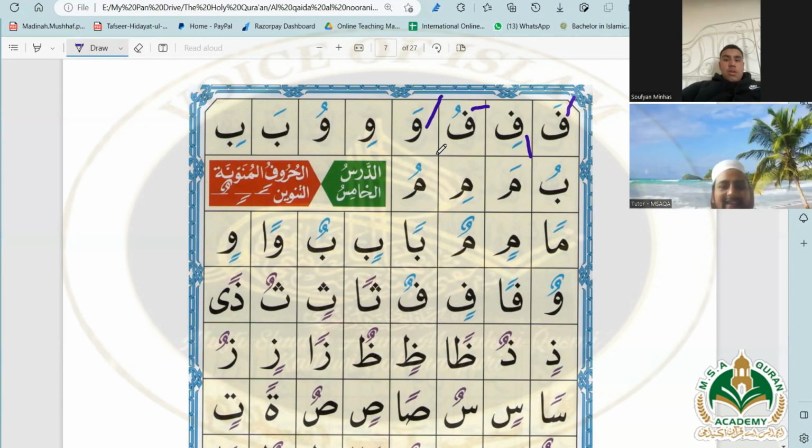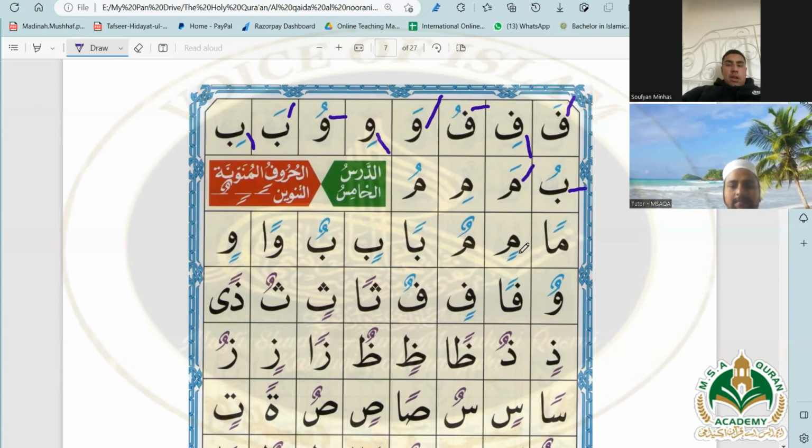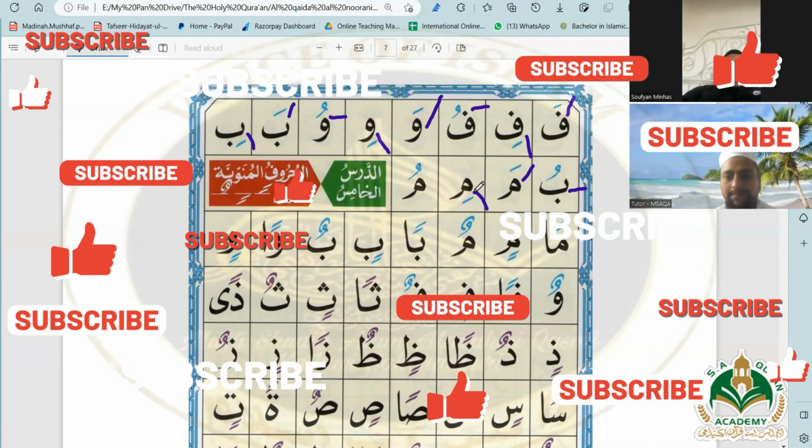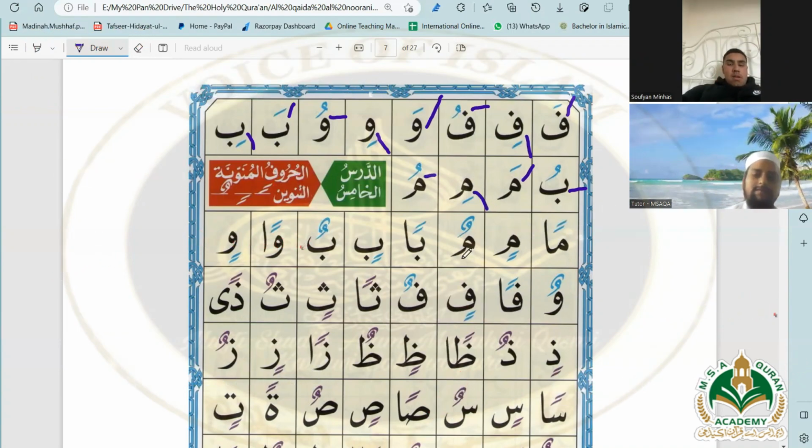Waw fatha wa. Waw kasra wi. Waw dhamma wu. Wa wi wu. Ba fatha ba. Ba kasra bi. Ba dhamma bu. Ba bi bu. Mim fatha ma. Mim kasra mi. Mim dhamma mu. Ma mi mu. Yes. MashaAllah.